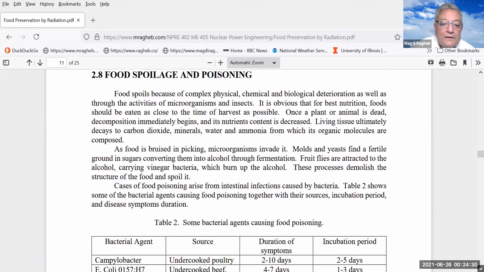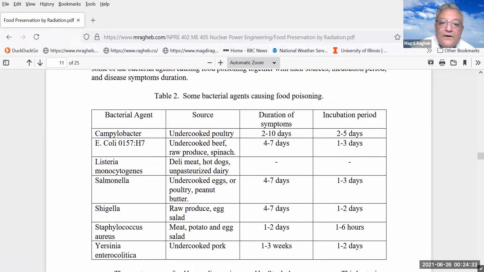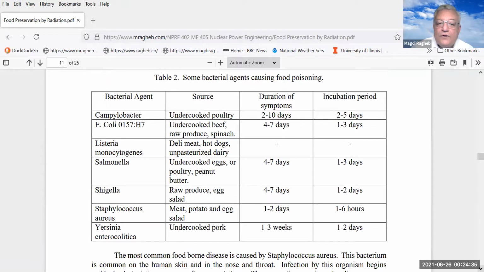And let us just look at some bacterial agents causing food poisoning. And it is not stomach flu, all right? It's really a whole range of bacteria affecting our food supply and affecting us. And I'm telling you, this is really part of what we know.